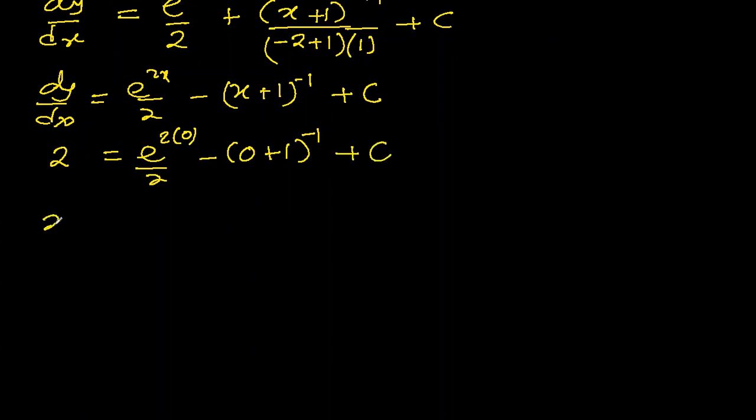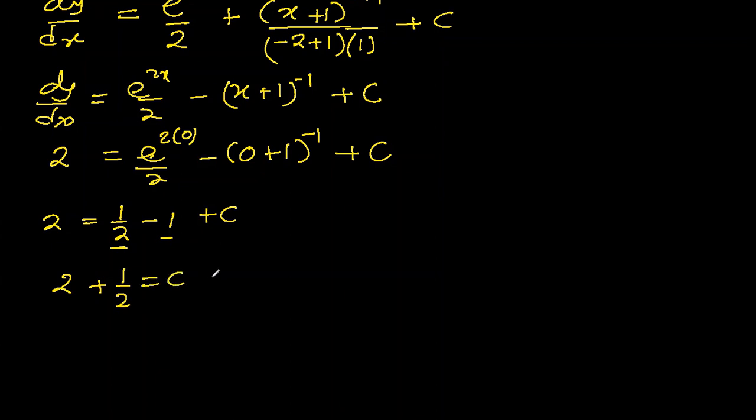Okay, so 2 equal to e to the power 0, it will be overall 1. So half minus, it will be 1 to the power minus 1, which is 1, plus c. Half minus 1 is minus half, but when it goes to the left side, it becomes positive half.